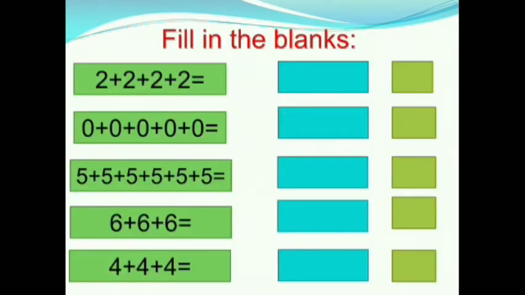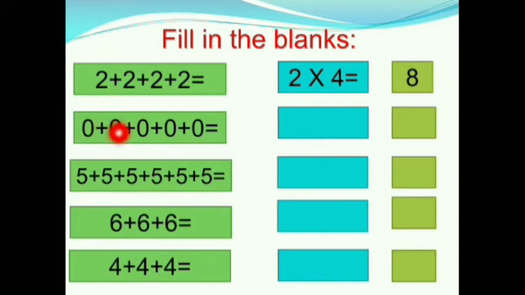Children, now we should do the fill in the blanks. Here they are given the addition form. Now we will write the multiplication form and that product. See the first question. Which number is this? Yes, this is 2. How many times 2 is repeated? 1, 2, 3, 4. 2 is repeated 4 times. So we will write 2 into 4. 2 fours are how much? 2 fours are 8.